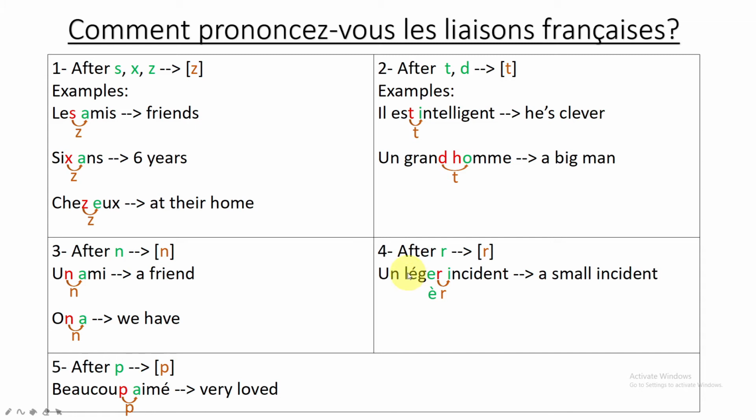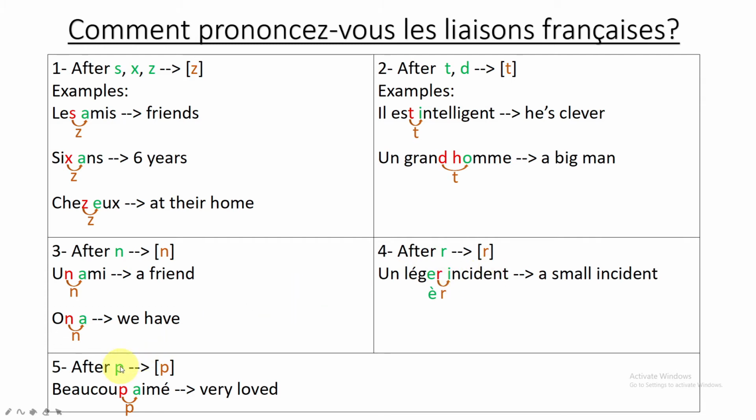So listen, if I'm reading this word alone, léger, you see here, it's A. But now let's read it with the liaison: léger incident. So you see here, the A pronunciation changes to E. Un léger incident.